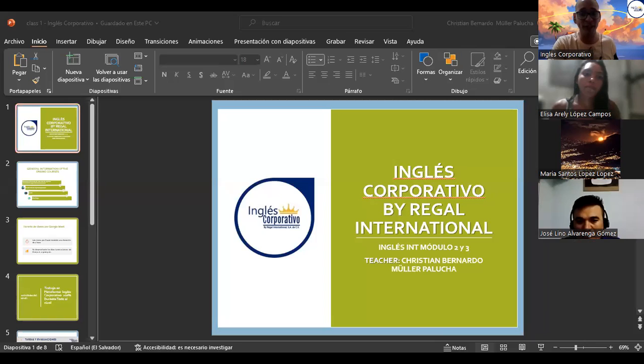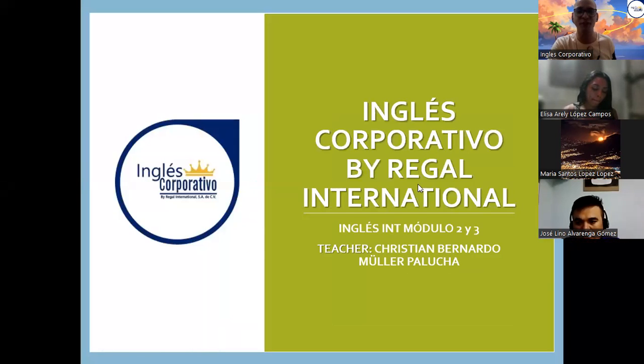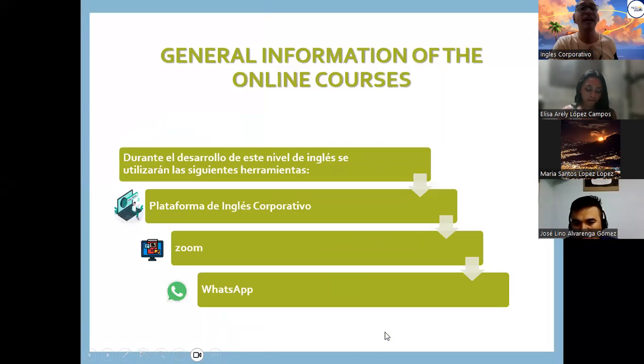Now we are going to start with this short presentation and I will switch into Spanish a couple of times so you can read this. It says Inglés Corporativo by Regal International, and it says Inglés Intermedio, Módulo 2 y 3, because I will work with el Grupo 2 y el Grupo 3. My name is Christian Bernardo Müller Palucha. I am going to be your teacher this level, this course, so nice to meet you.